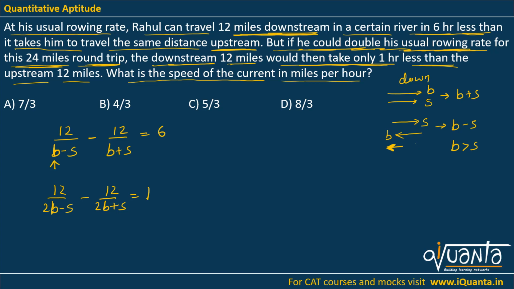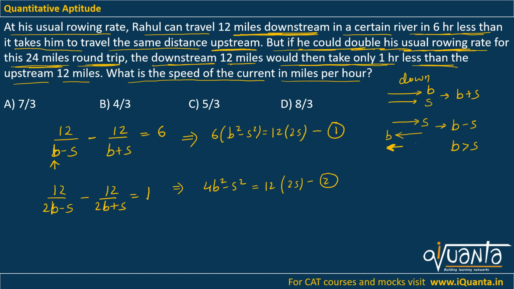We want to find out the speed of the current, that means the value of s. So how to do this? If I simplify the first equation, I get 6 times (b square minus s square) equal to 12 times ((b plus s) minus (b minus s)), that means 2s. This is my first equation upon simplifying. When I simplify the second, I get 4b square minus s square equal to 12 times ((2b plus s) minus (2b minus s)), that means 2s. So these are the two equations that I get.